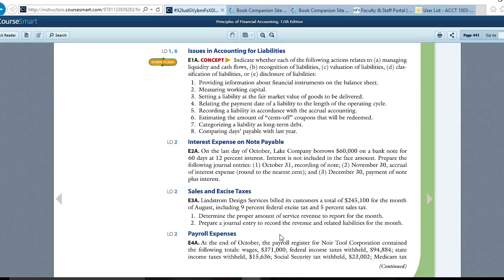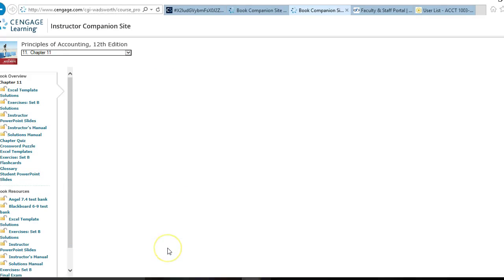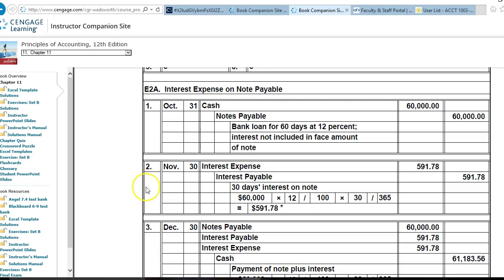So October 31st, we borrow the money. For the end of November, we need to accrue it. And then the end of December, we need to pay it. $60,000, 12% interest rate. Okay? So as you see here, on October 31st, our cash will increase $60,000. But in addition to our cash increasing, our note payable will also increase $60,000, won't it?